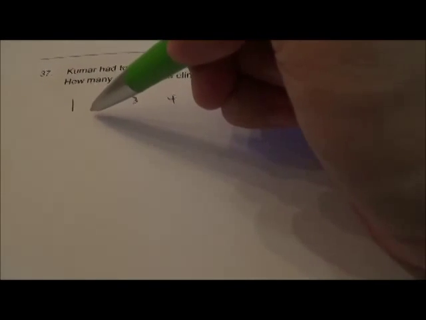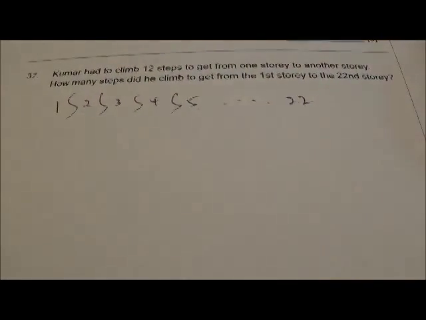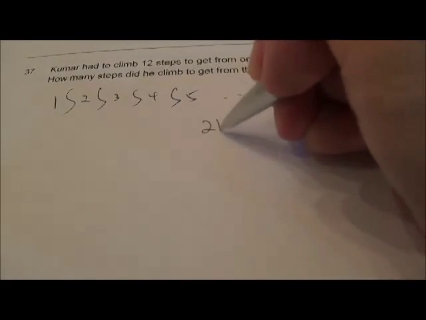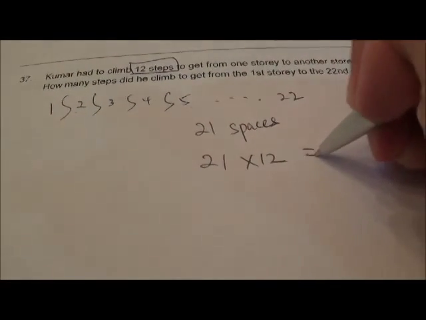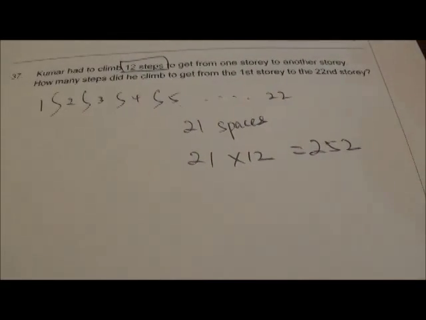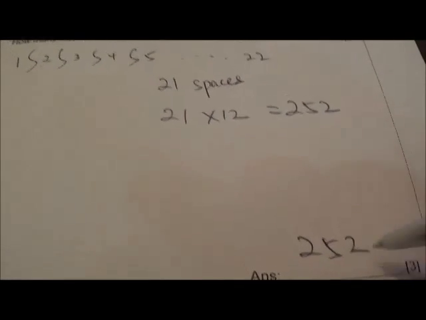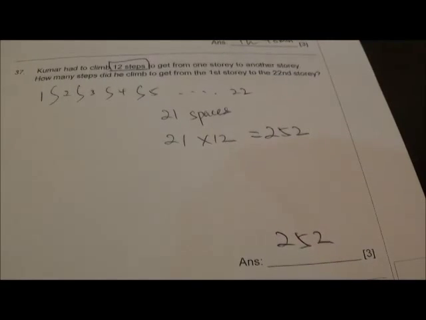If you look carefully, let's say there's 5 stories here, how many spaces are there? 1, 2, 3, 4 spaces. So if there's 22 stories, there must be 21 spaces. Each space he took 12 steps. So how many steps are there? So it's 21 times 12. Answer 252. So altogether he took 252 steps.